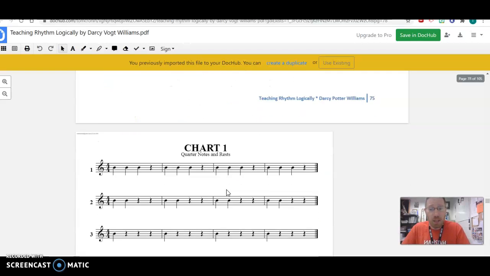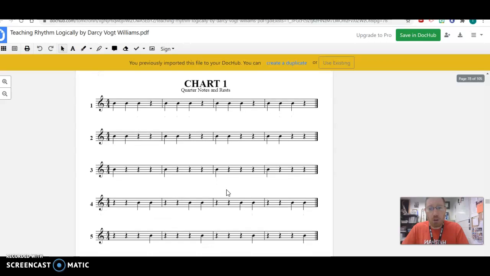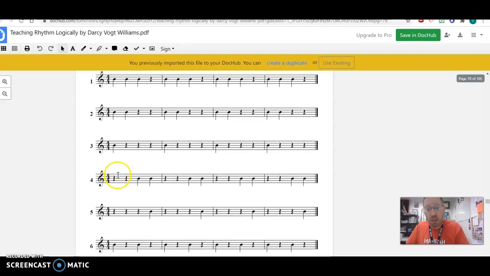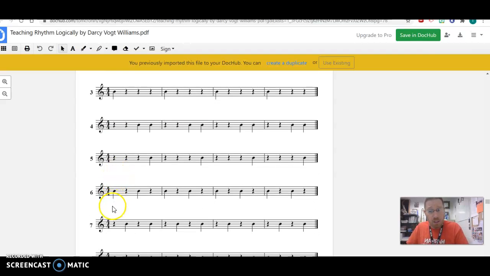Okay, let's go ahead and apply that to our chart 1, quarter notes and quarter rests. As you see in line 1, I would have big 1, big 2, big 3, little 4 with a line through it, big 1, big 2, big 3, little 4 with a line through it, and the rest of that line is the same. Okay, let's take that to line 6. I would have big 1, little 2 with a line through it, big 3, little 4 with a line through it, and the rest of the line is the same rhythm.